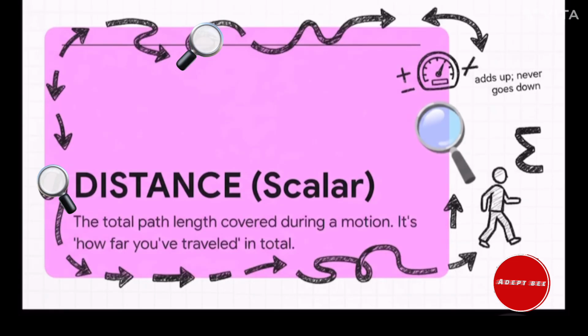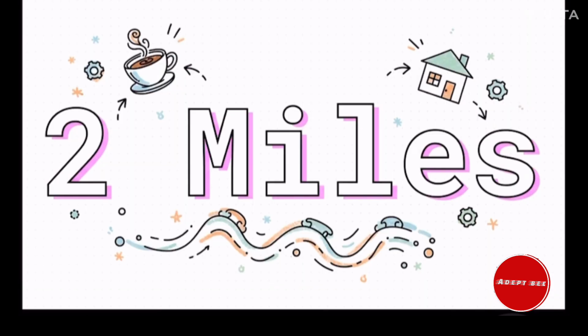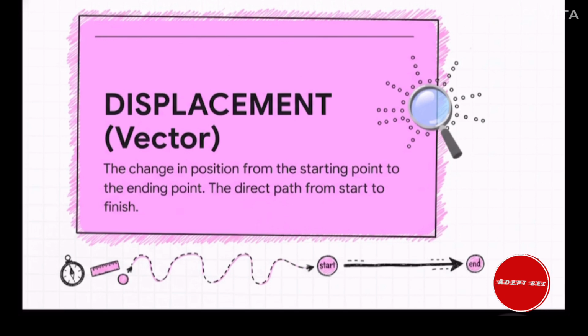Let's start with distance. Distance is a scalar, which means it couldn't care less about direction. It's just the total amount of ground you covered. Think of it like the odometer in your car. Every single step you take just adds to the total. It only goes up. So back to our coffee shop trip. Your distance is pretty simple, right? It's 1 mile to get there and 1 mile to get back. Your total distance traveled is 2 miles. See? Easy enough.